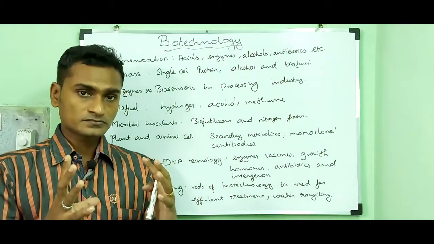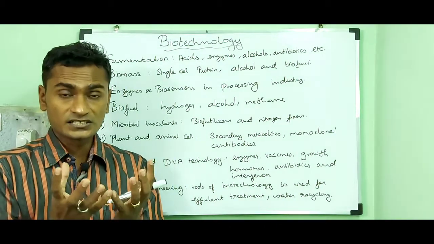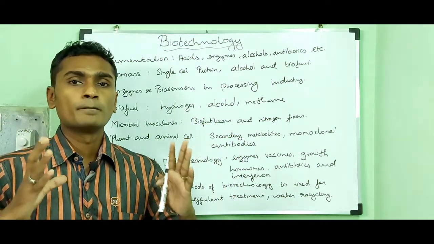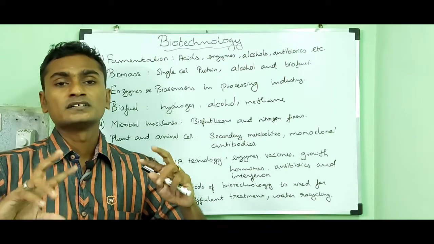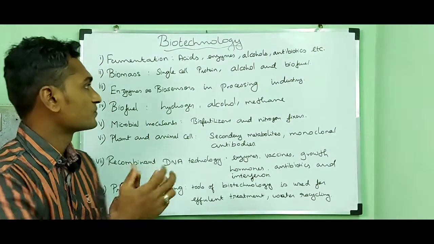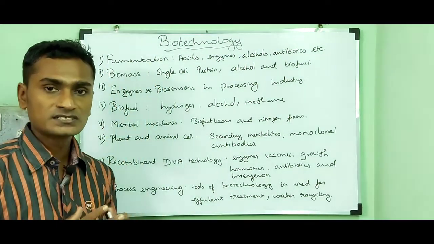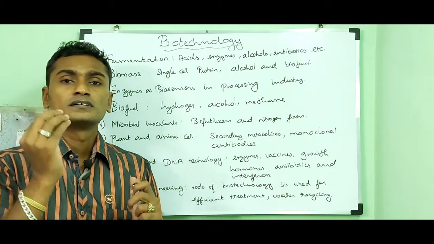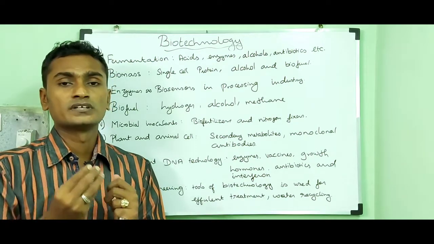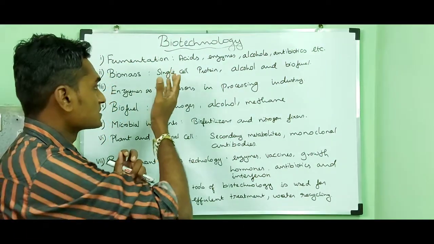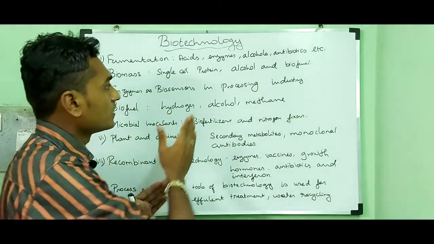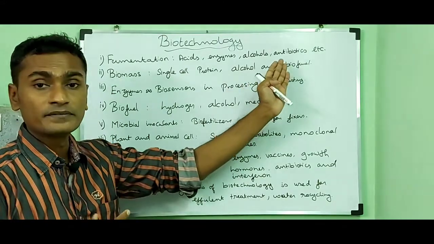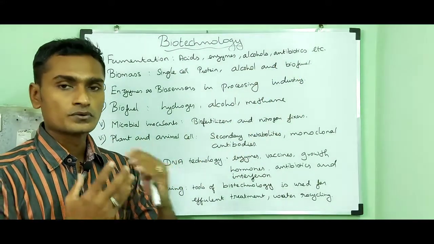We can culture that living organism in a large quantity by using a bioreactor. By using that organism, we can produce single cell protein. So it is an alternative diet for diabetic patients. So the diabetic patients can consume single cell protein. Then alcohol. By using the biomass technique, we can produce alcohol and we can produce biofuel.